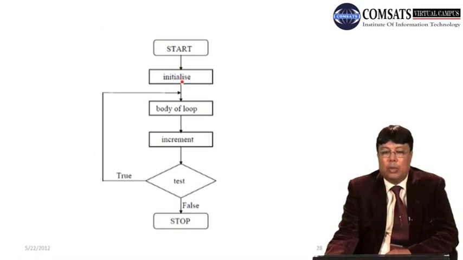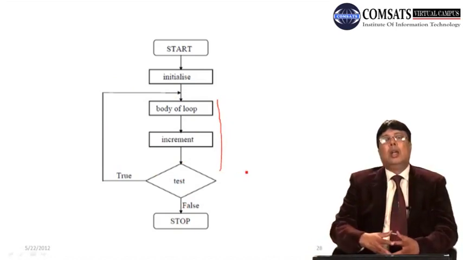See its flow chart. Initialize, the body of the loop is executed, increment, decrement, update, whatever you want. Then at the end you test. If the test is true, then it will go for the next time. If the test is false, it will end. So you ensure that the body is executed at least once.